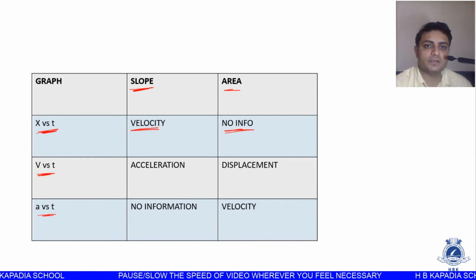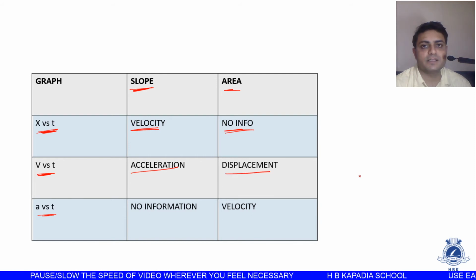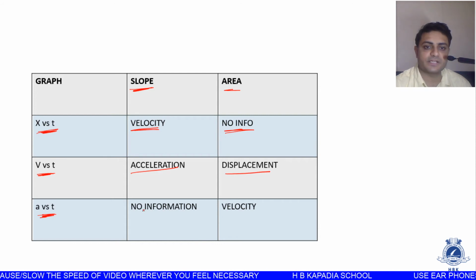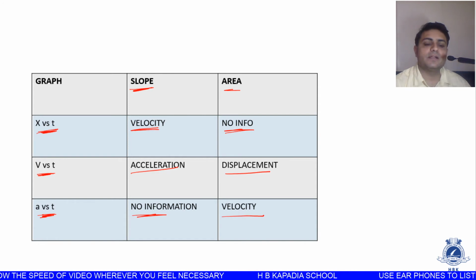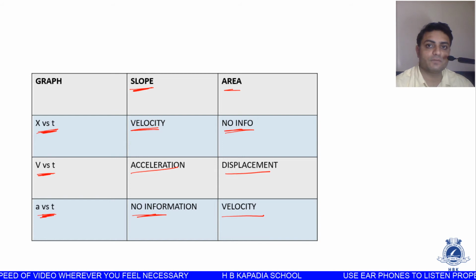If we draw the graph of velocity versus time, and if we find out the slope of that, then we'll get the information about acceleration. And if we find out the area of velocity versus time graph, then we'll get the information about displacement. Similarly, for acceleration versus time, if we find out the slope, we'll not have any information, and if we find out the area, we'll get the information about velocity. So how are we going to get such information with the help of graphs? Let's see step by step.